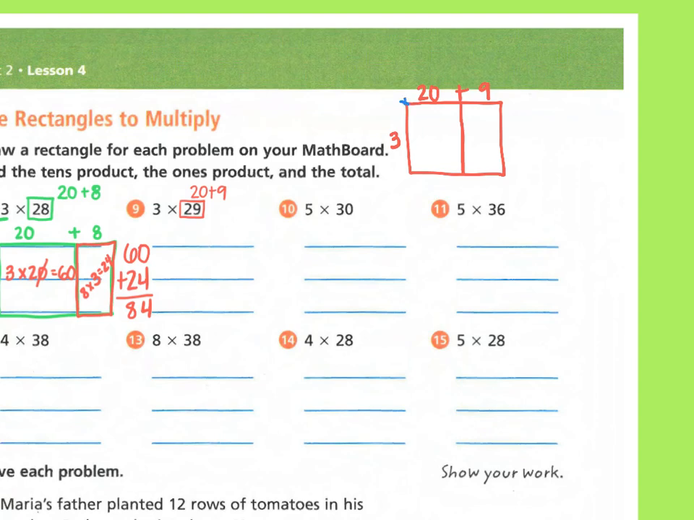Now I'm going to multiply 3 times 20. I'm going to take out my 0, 3 times 2 is 6, and add my 0 back in. Now I'm going to move to my ones place. 3 times 9 is 27. To find the total answer, I'm going to add up 60 plus 27. 0 plus 7 is 7, 6 plus 2 is 8. My answer is 87.